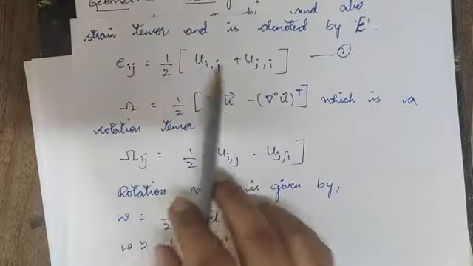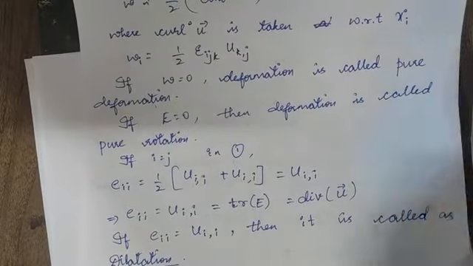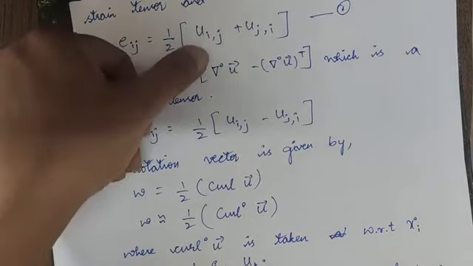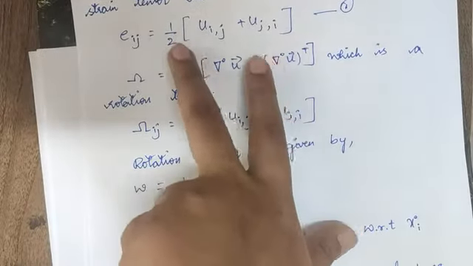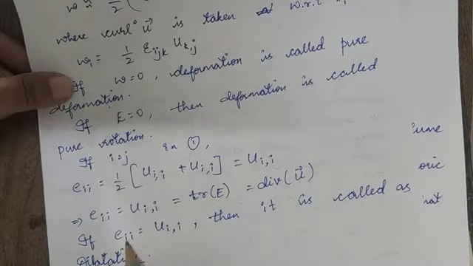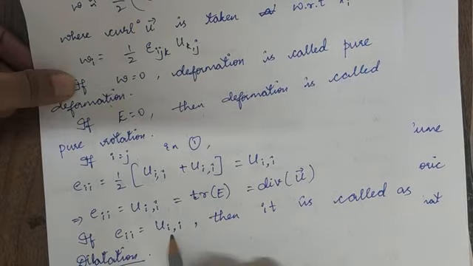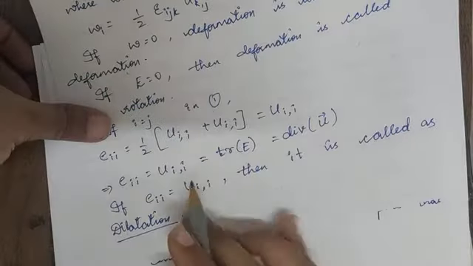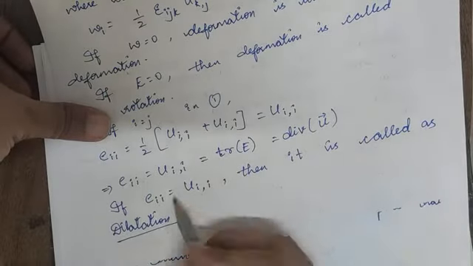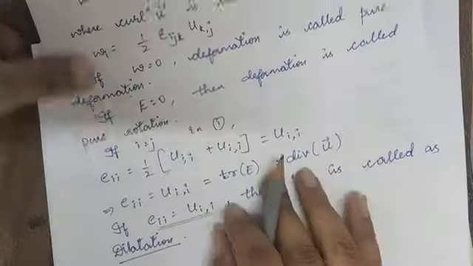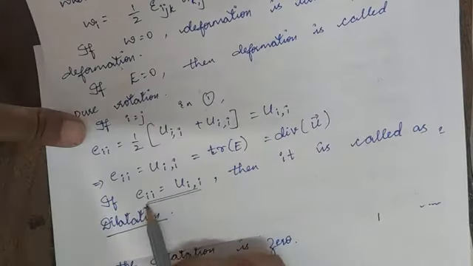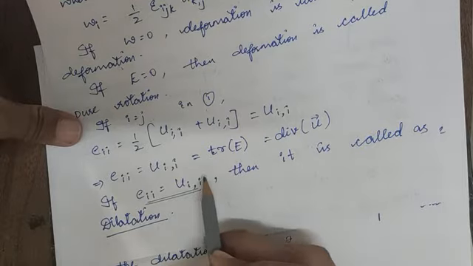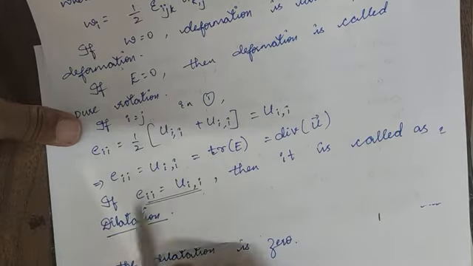Now in equation 1 substitute i is equal to j, or fix i is equal to j. What you will get? You will get Eii is equal to half into ui,i plus ui,i. So 2 ui,i by 2 is just ui,i. That is nothing but Eii is equal to ui,i. If Eii is equal to ui,i, then we call such deformation dilatation. Okay. This is the condition for dilatation.